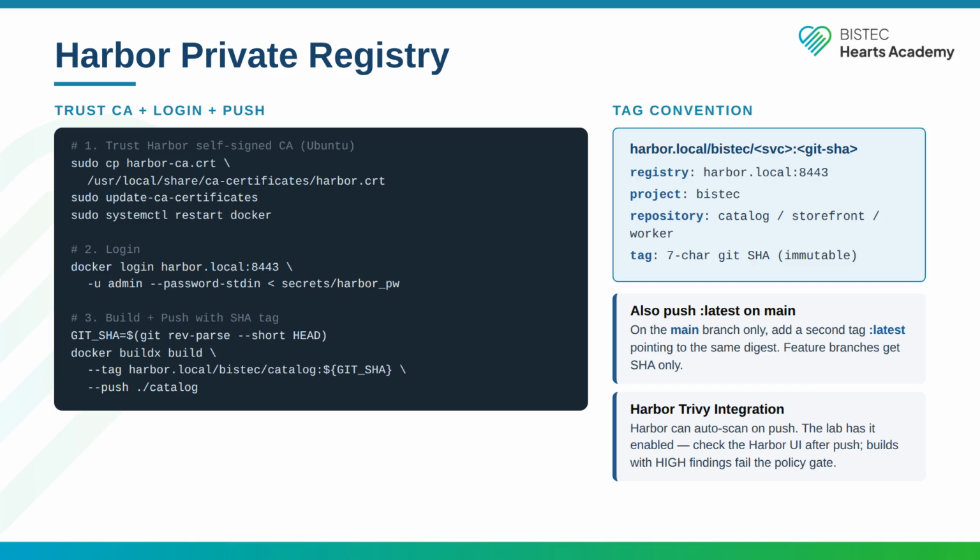On branches other than main, tag only with the SHA. On main, also push a latest tag for convenience, but the SHA tag is the one that goes into deployment manifests.